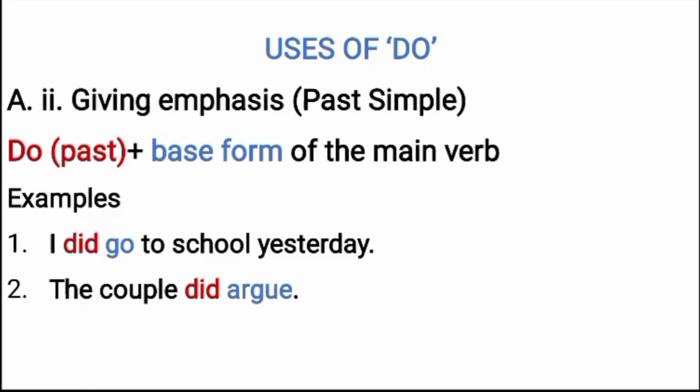Example 2. The couple did argue. We have the past form of the verb did, which goes with the main verb argue. It would be wrong to say the couple did argued. Argued should not be in the past tense, it should be in the base form.